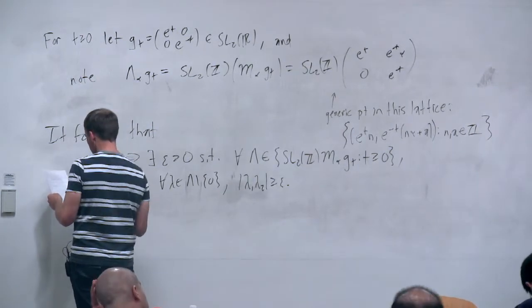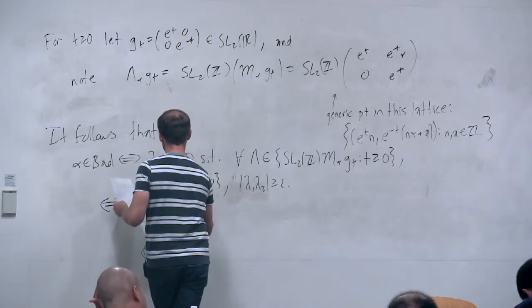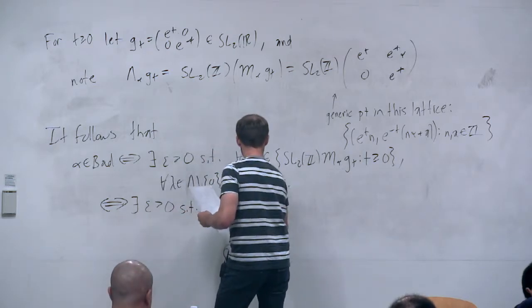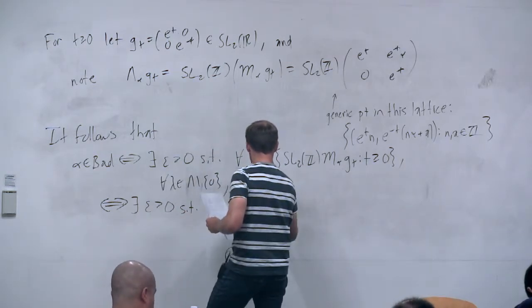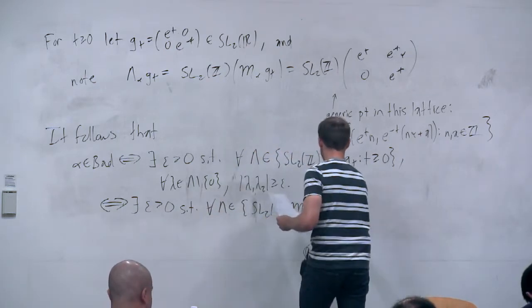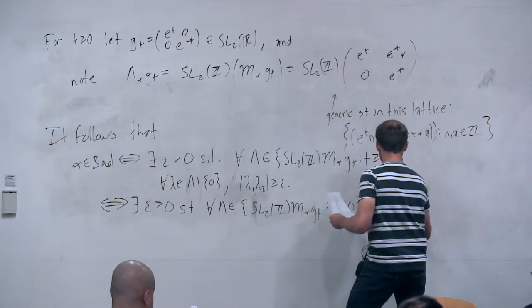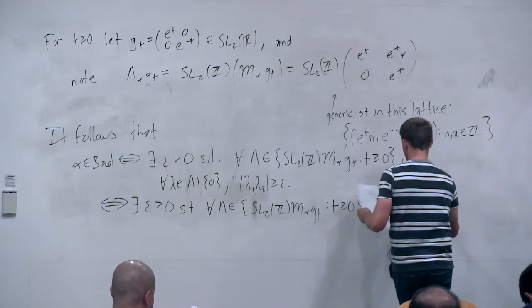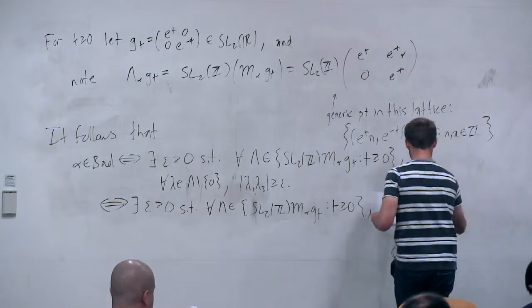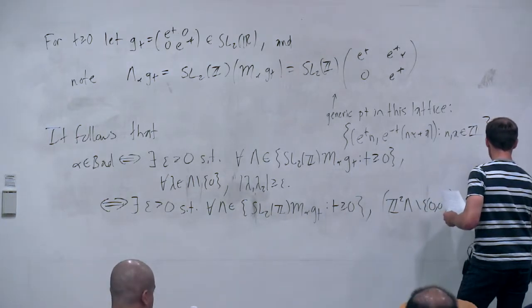And just to write it one more way, this is equivalent to the statement that there exists an epsilon bigger than 0 such that for every lambda in SL2Z, M alpha times GT, t bigger than or equal to 0, the collection of lattice points Z2 lambda minus 0, I'll take out the 0 point, intersected with the ball of radius epsilon centered at 0 is the empty set.